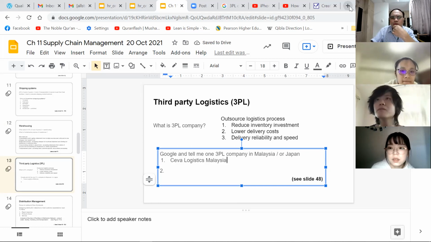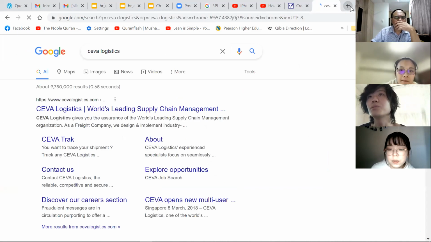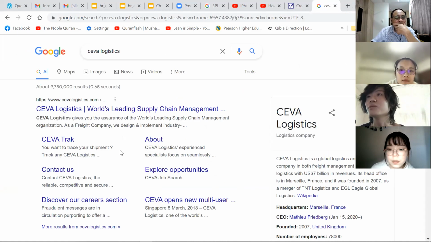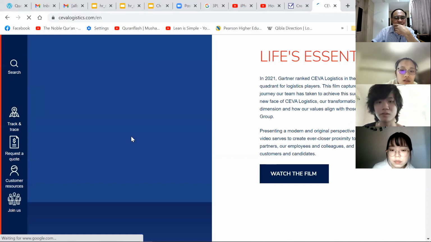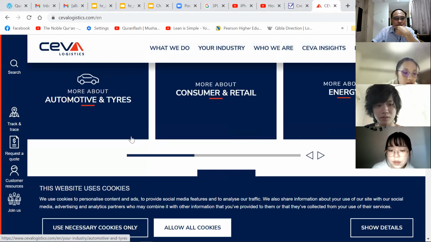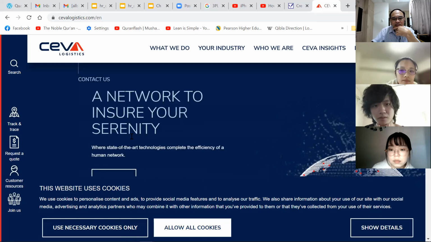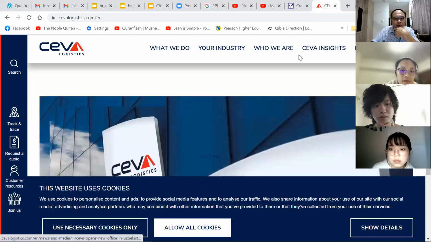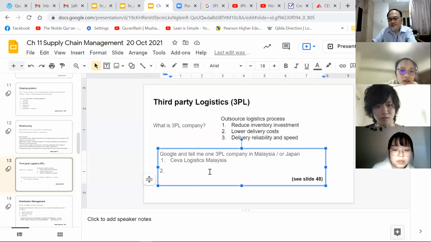What does it do? It says it operates multiple offices in Malaysia. Freight management. Okay, you're right. CEVA Logistics is actually one of the third-party logistics companies, 3PL. So Ho is done. You completed your assignment.